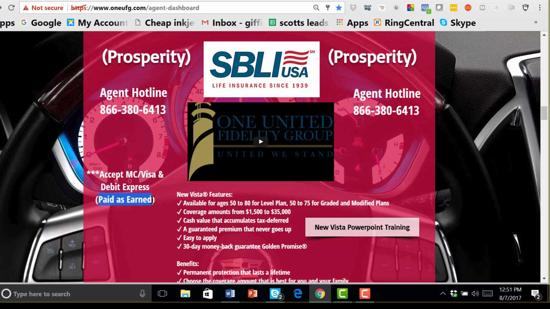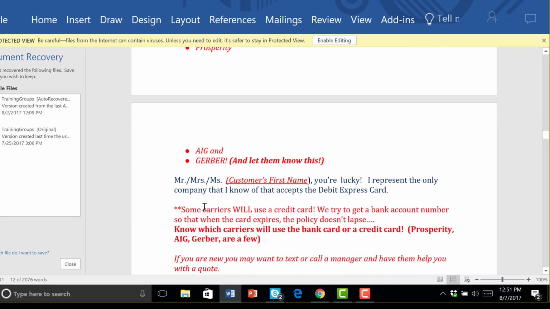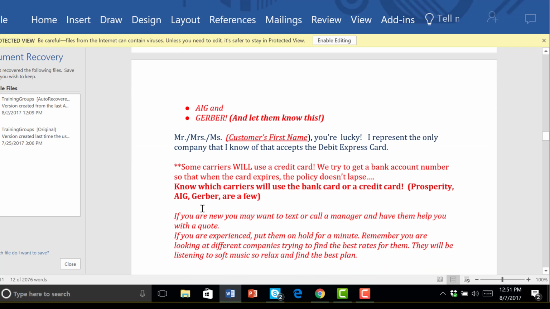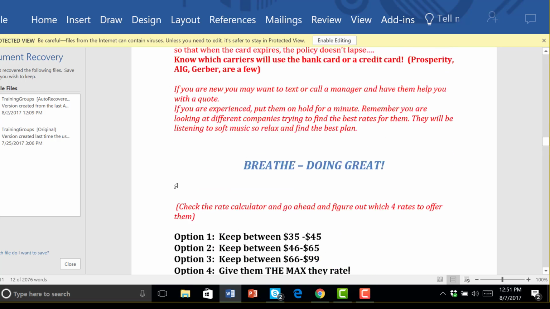And that's okay because typically credit card and debit card, the persistency on those are really low. For some reason, they just don't stay on the books very well. So it saves you from getting a bunch of chargebacks. So that's a really good reason there. Okay? So hopefully they have a checking or a savings account. And then anything in red here, those are just notes for you. Okay?